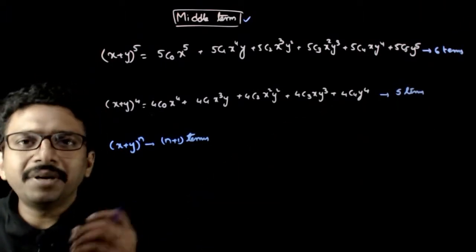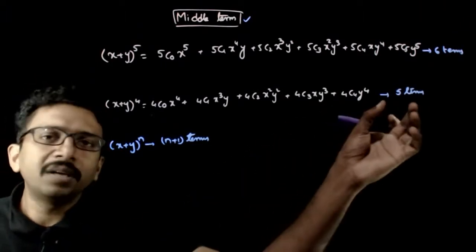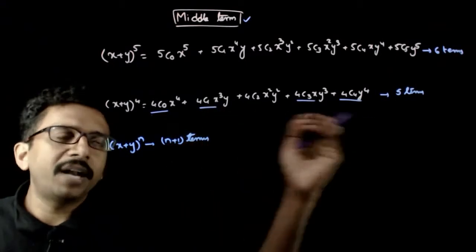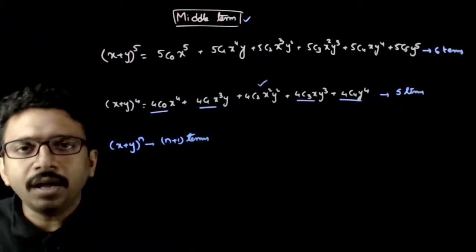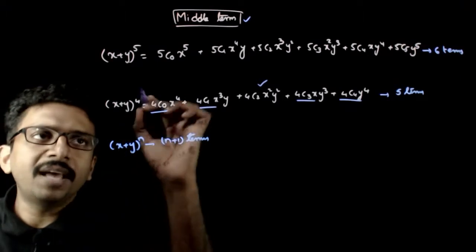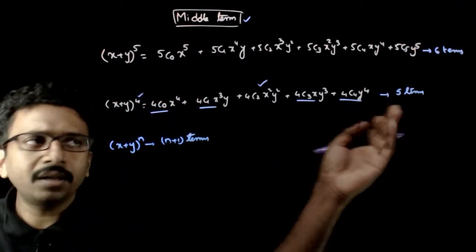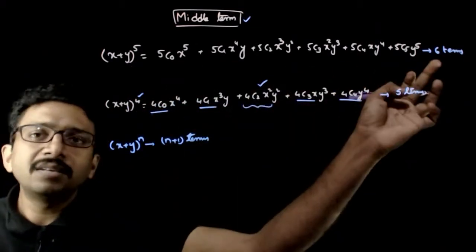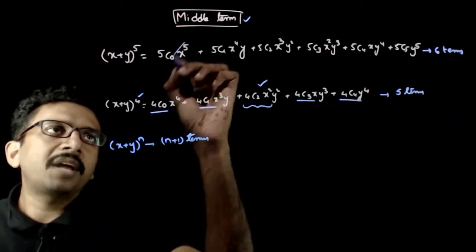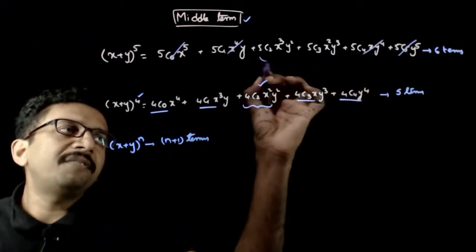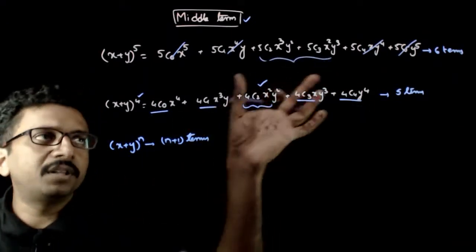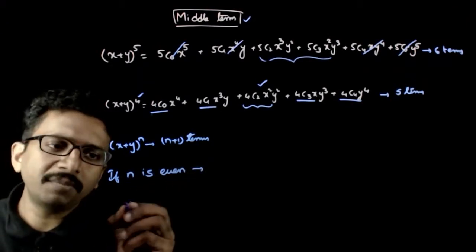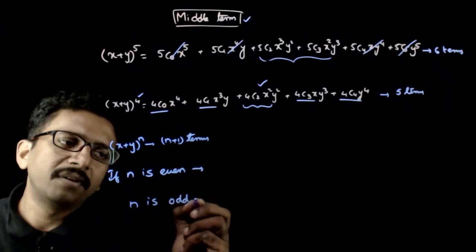Now what is the middle term in this expansion? If the number of terms is odd, and I go forward and backward uniformly, you'll have one middle term. So if n is even, the number of terms will be odd and you have one single middle term. If n is odd, you have an even number of terms. If you cancel out terms uniformly, you'll be left with 2 middle terms. So if n is even, you have only one middle term. If n is odd, you have 2 middle terms.